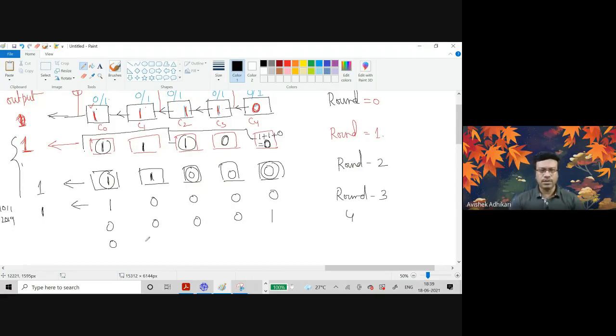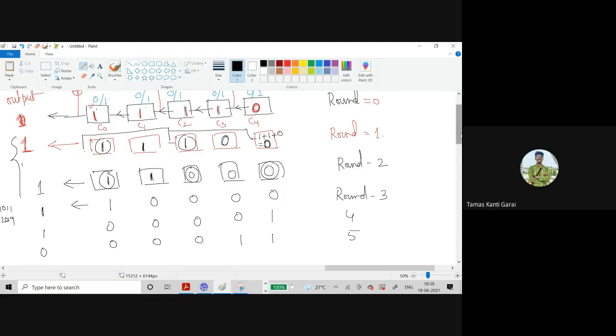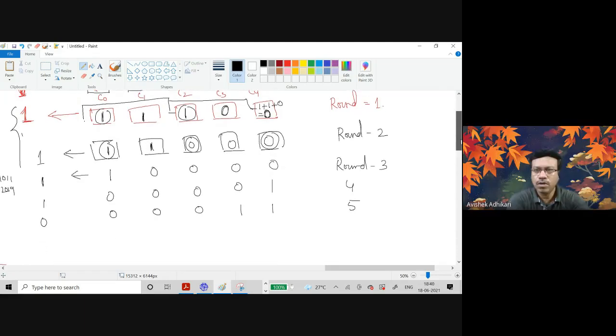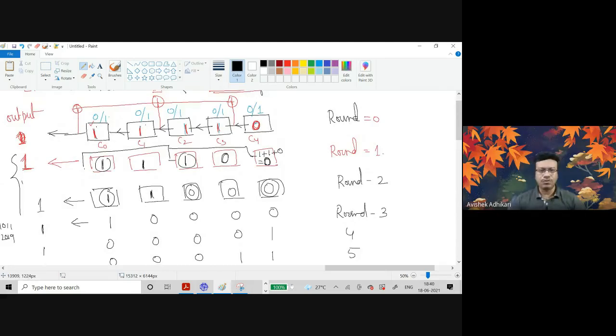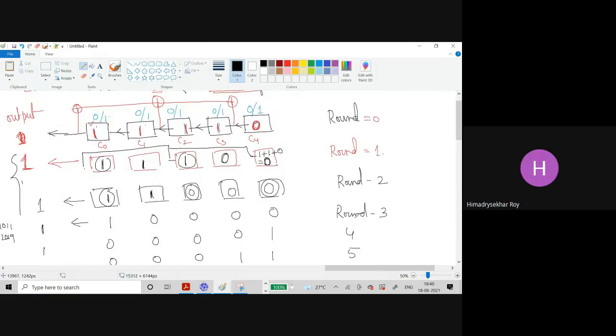Then 0 0 0 1, and then this box and this box. What will be the case here? It should be 1. So this is round 5. So here I had 1, here I had 0. Sir, after round 3, round 2... Yeah, round 3, yes, sir, the feedback in round 3 is 1.